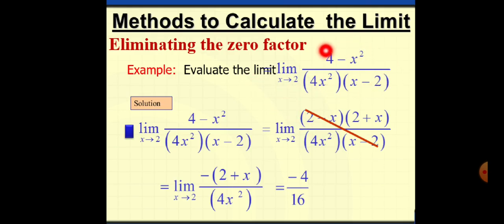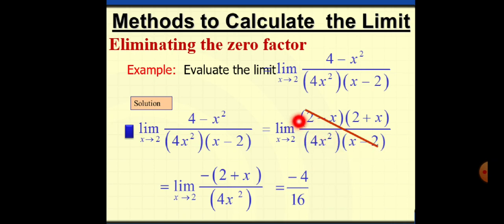to find this limit, if you substitute x equals 2, you will get 0 over 0, so we have to factorize. Here we can factorize 4 minus x squared to be 2 minus x and 2 plus x. Here 4x squared times x minus 2. Now you can delete these two brackets, and we have here 4x squared down, and above we have negative 2 plus x, because here we have 2 minus x and x minus 2.